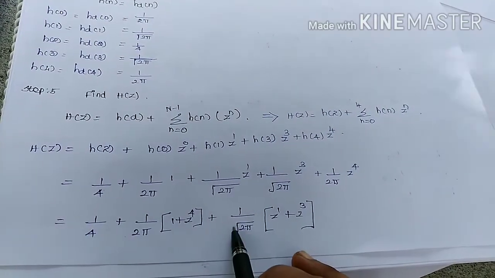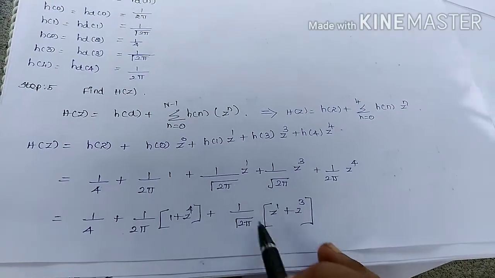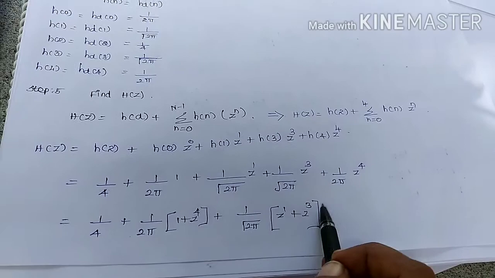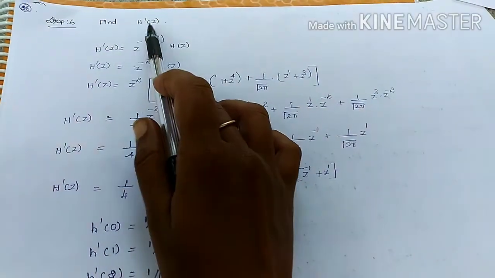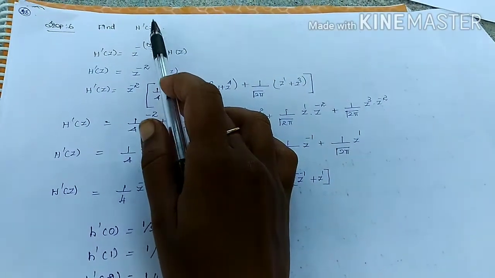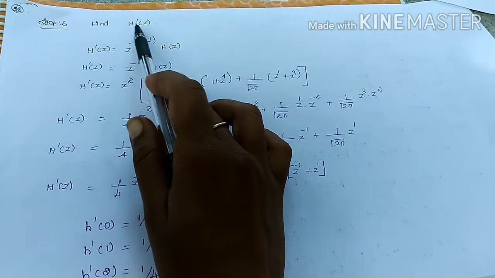So I will get 1 by 2 pi outside. I will get z power 1 plus z power 3. Okay, this is h of z. Then step number 6 is find h dash of z. So for using h of z, we have to calculate this one.